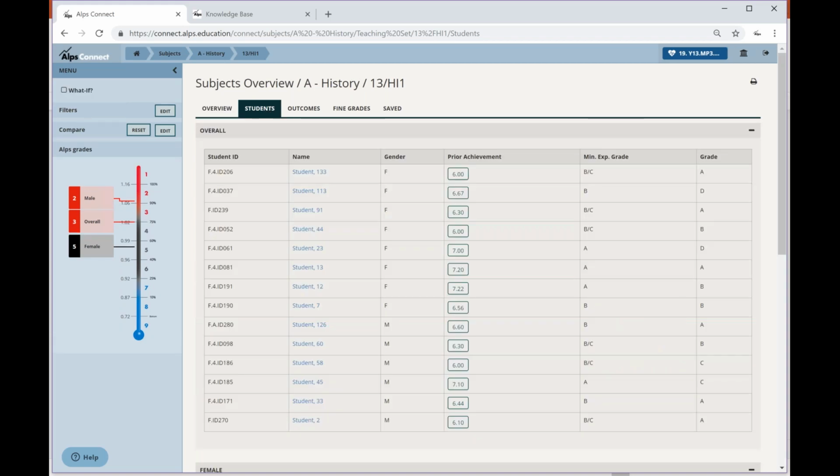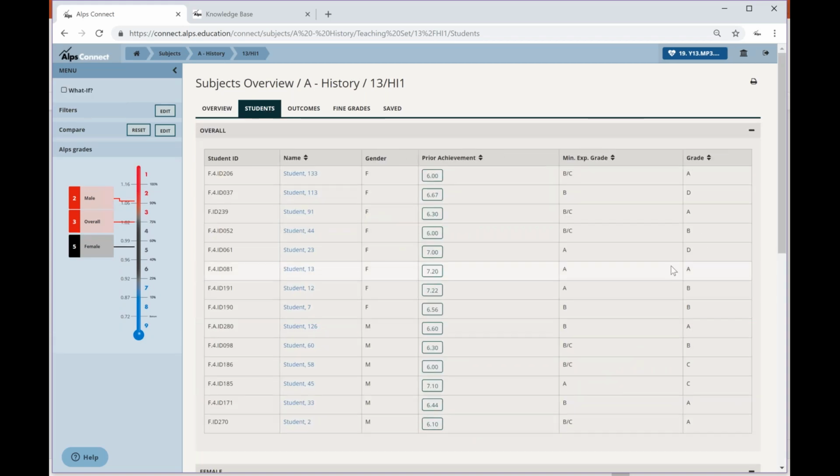So these are all my students in my history group. Okay, prior achievement here. I'm going to just pop the prior achievement filter on, highest to lowest. This is key stage 4 prior attainment. And I can see immediately that my minimum expected grade for these high prior attainers is an A grade, and there's a couple there that are lower. One's actually male, one's female.